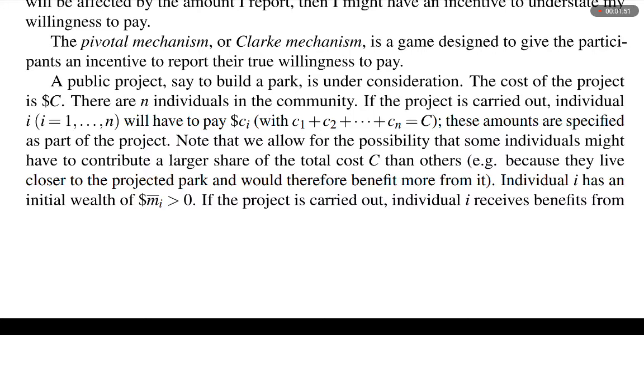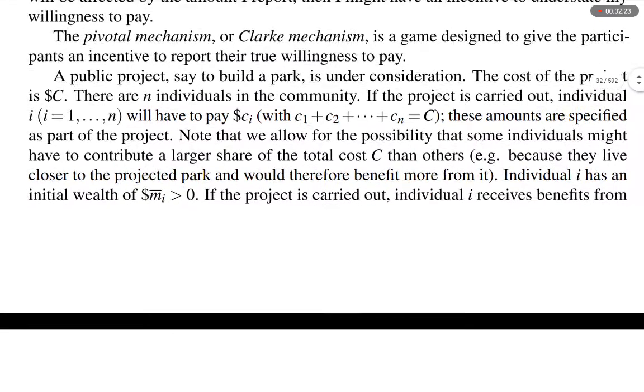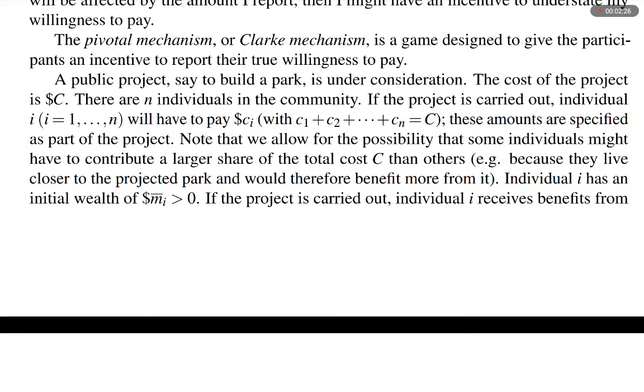The cost of the project is $C. There are n individuals in the community. If the project is carried out, individual i (i = 1 through n) will have to pay c_i (with c_1 + c_2 through c_n = C). These amounts are specified as part of the project.